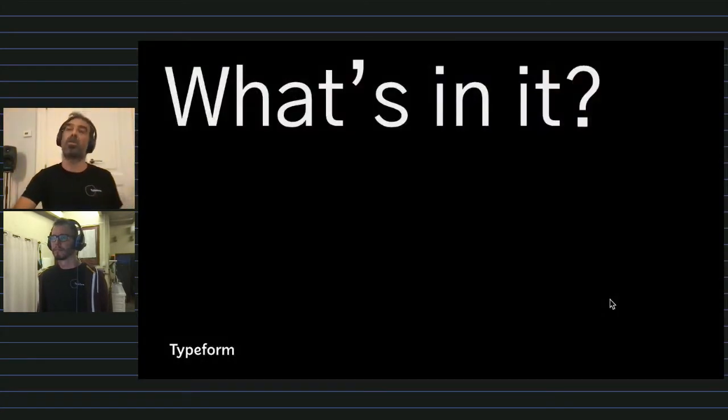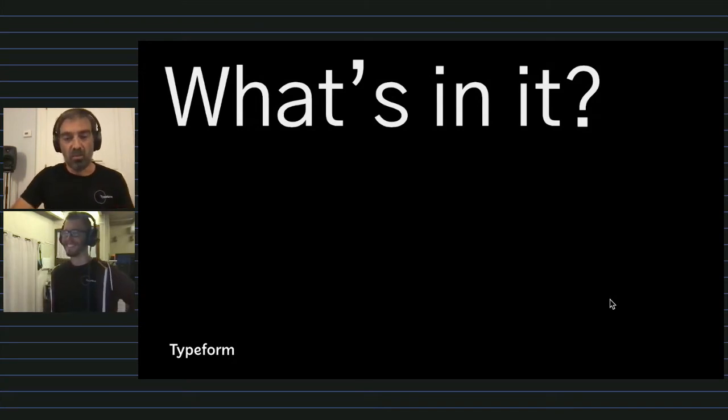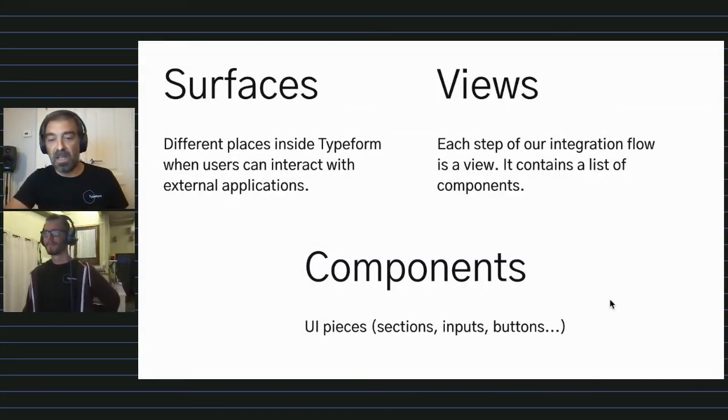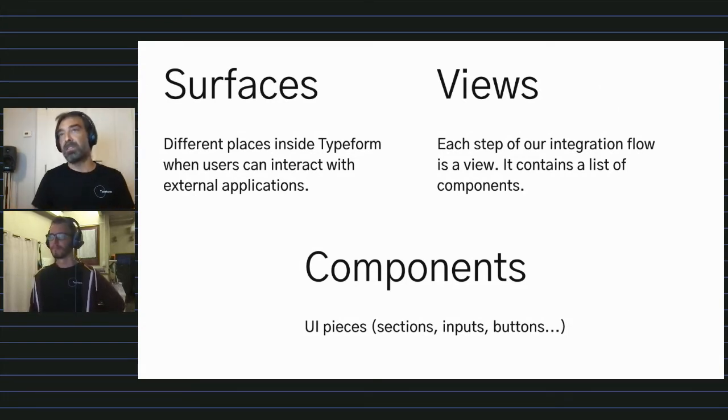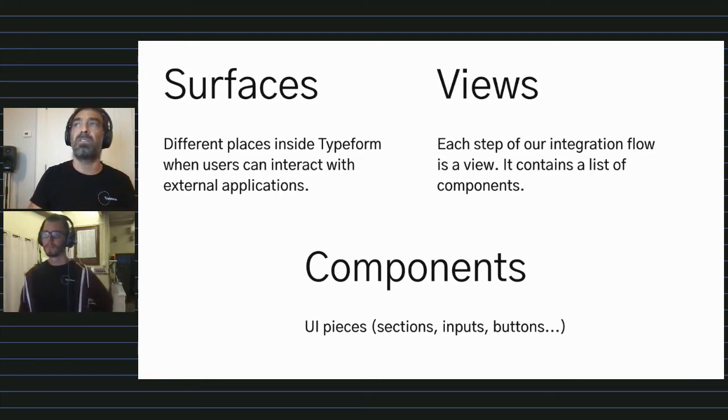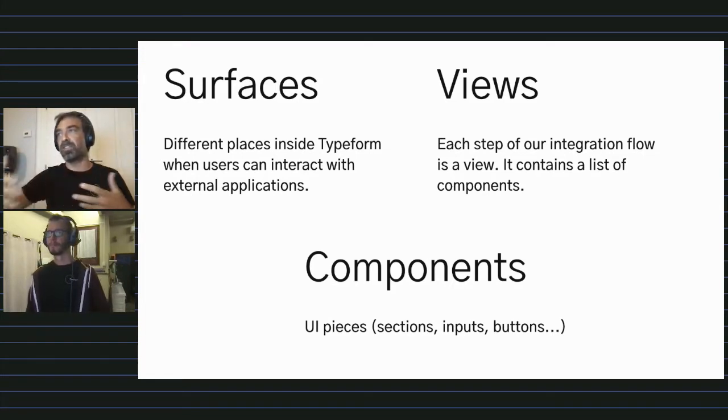Sorry, the keyboard. So what exactly is it? What is in it? What we have is a set of tools, a set of building blocks, as you can say, that allow you to build these applications. And these building blocks have different levels. At the highest level, we call it surfaces. We have entry points, different places inside Typeform that you can hook into and build on with your external applications. Within those surfaces, you can have a series of views, like a series of steps, where you can use the components to configure whatever you need for your application.